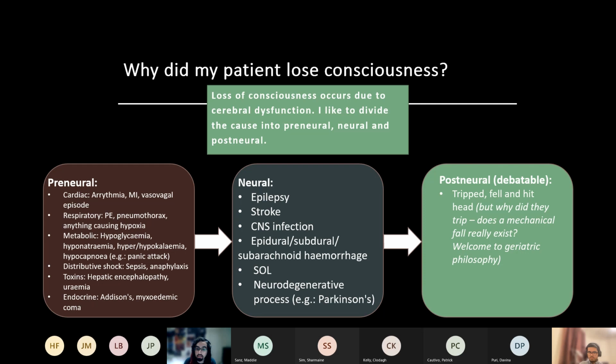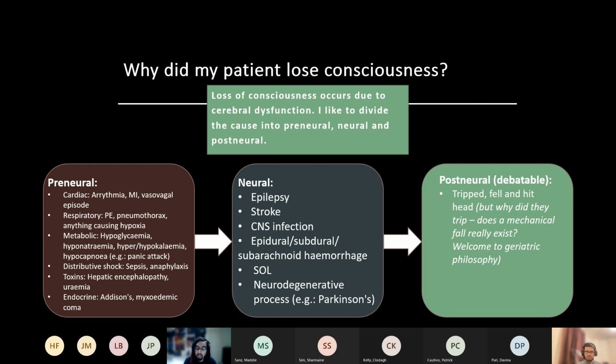So we've talked about cardiac. Jessica's mentioned, for example, heart blocks, arrhythmias, something vasovagal. We've talked about respiratory causes, PEs, pneumothorax, anything that can cause hypoxia. We've talked about metabolic causes like hypoglycemia. Hyponatremia was mentioned earlier. If somebody's hyperventilating and they go into hypocapnia and lose their respiratory drive, such as during a panic attack, they can lose consciousness. So a panic attack can cause a faint.